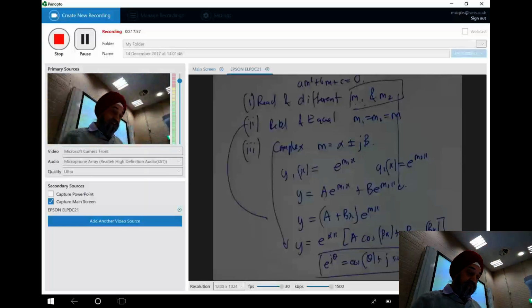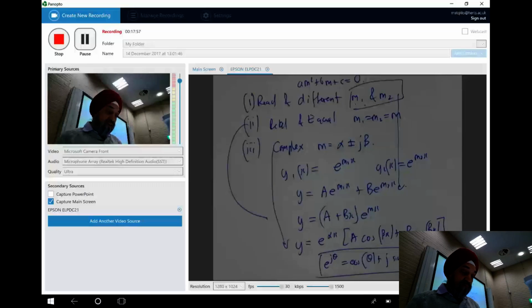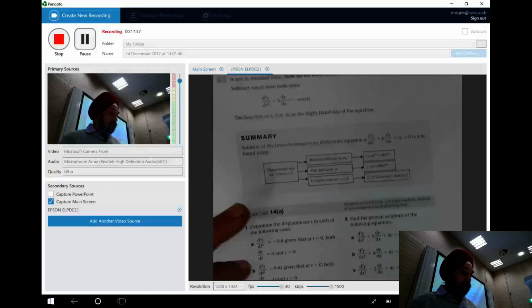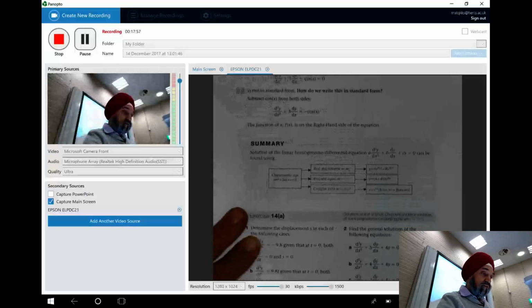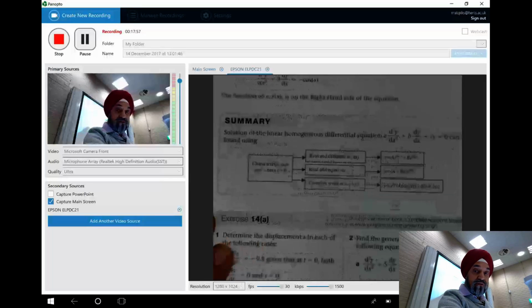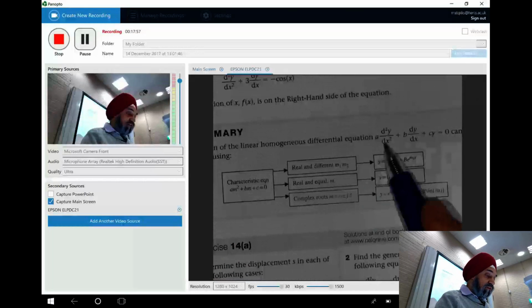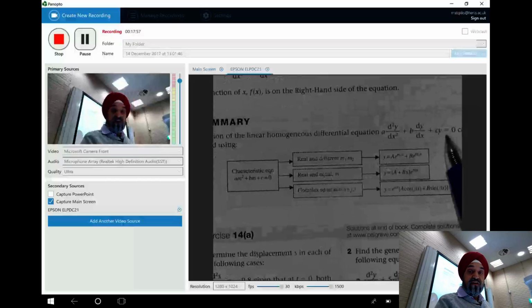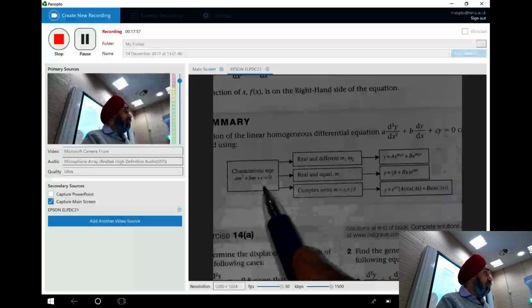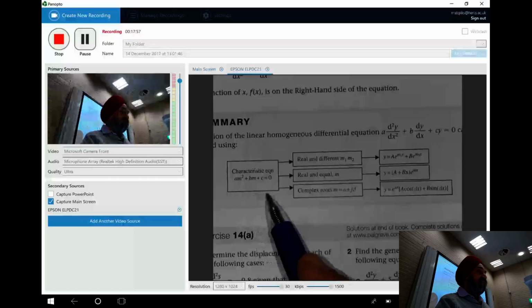Perhaps I could give you the flow chart. I was going to show it at the end, but in summary, this is what we have. If you've got a second order differential equation, this is your characteristic equation, your quadratic. All you do is solve the quadratic.